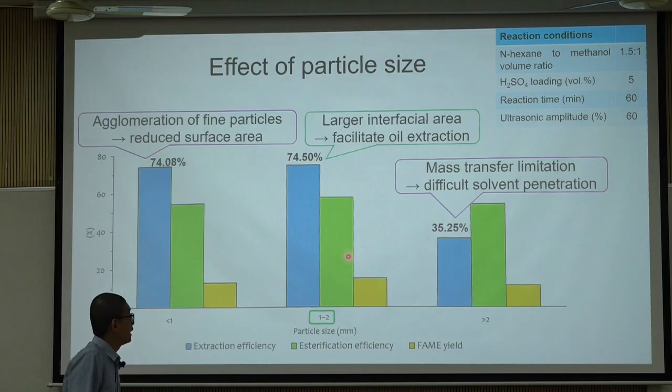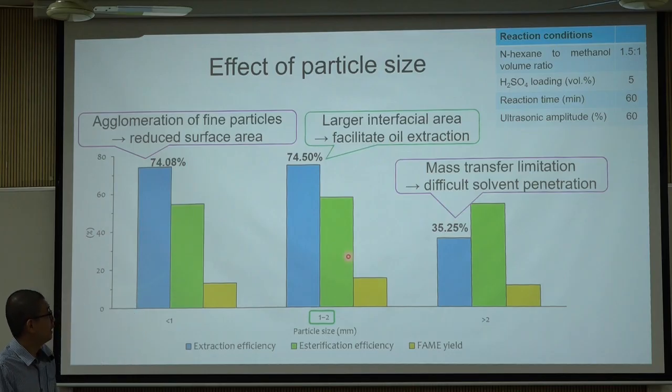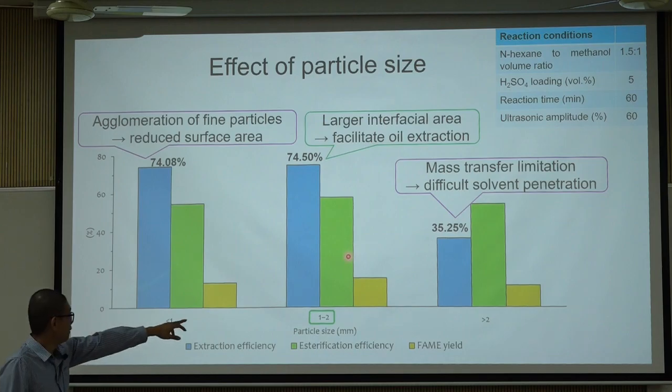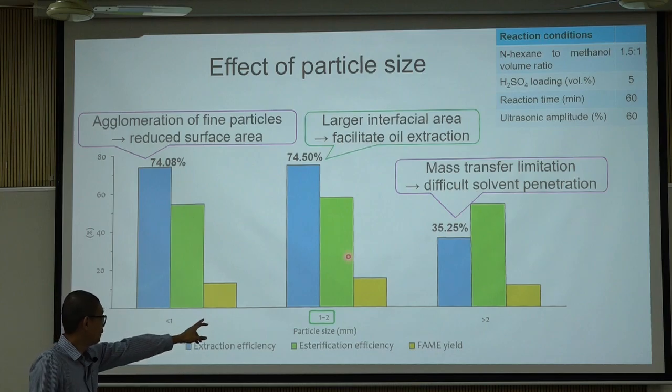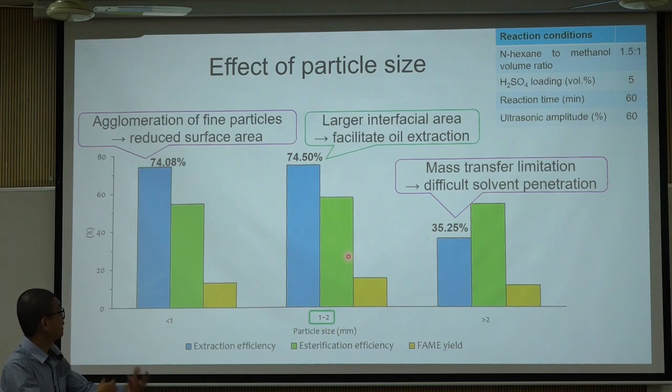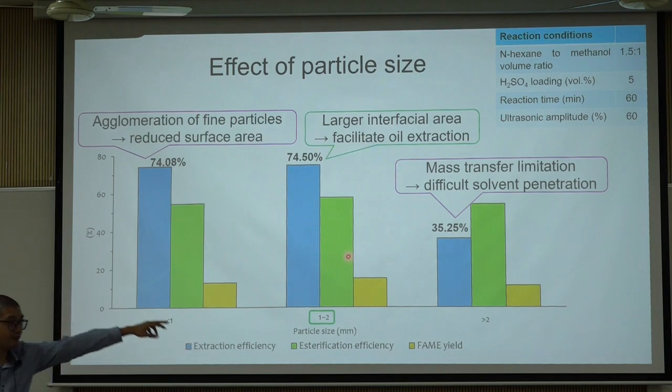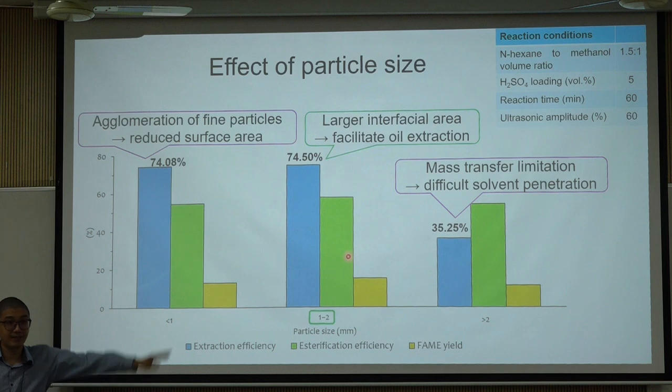If more than 2 mm, the mass transfer is limited because it is difficult for the solvent to penetrate the samples. So with less than 2 mm, maybe between 1 and 2 mm, we have the largest interface area that facilitates the oil extraction. Then even if we go less than 1 mm, there is not much difference, because that is the optimum already. Nothing much different. Because if they are very small particles, maybe all your sample will be clumped together already.